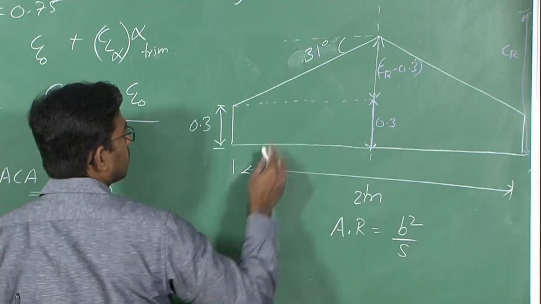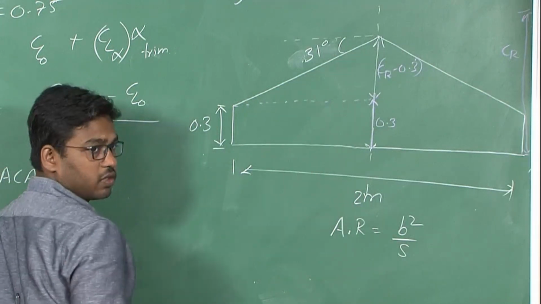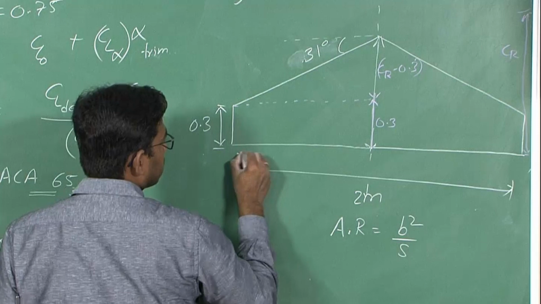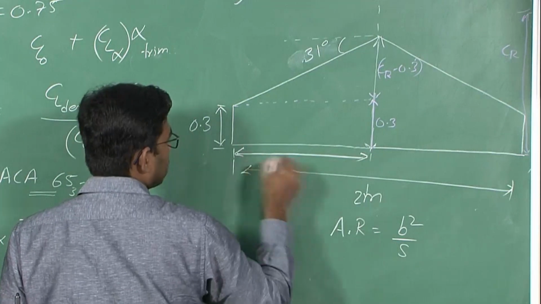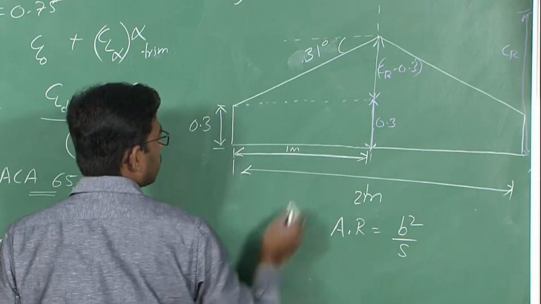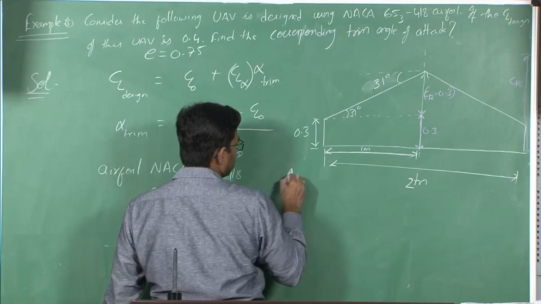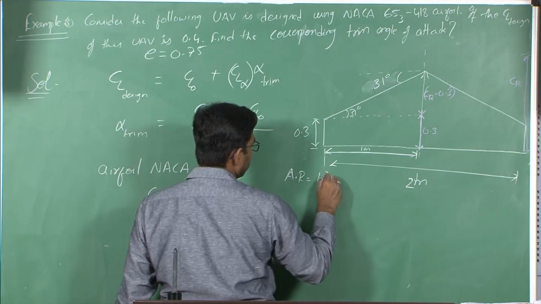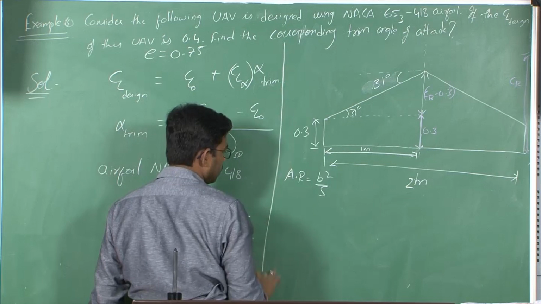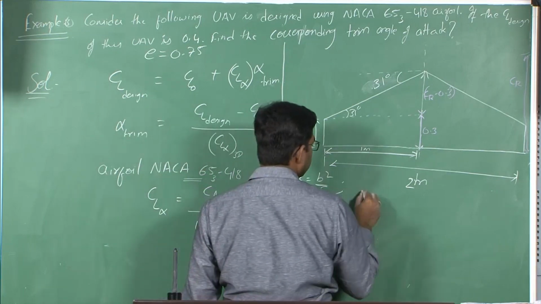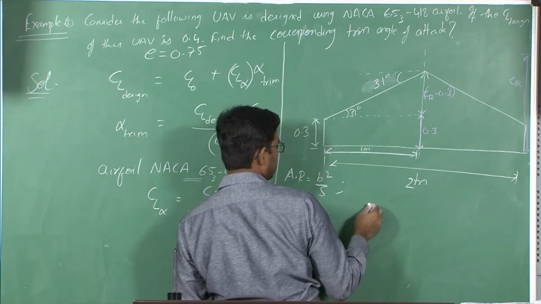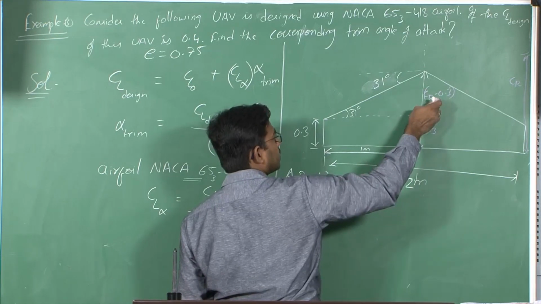Now, I know the leading edge sweep of 31 degrees, and I know the span here, which is 1 meter. We know aspect ratio is equal to b squared by S. So, to find this aspect ratio I need to know the area here. To find this area I need Cr here.